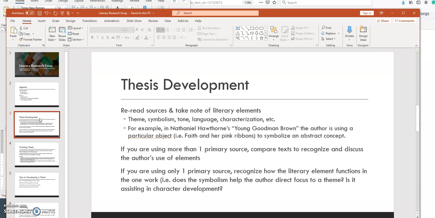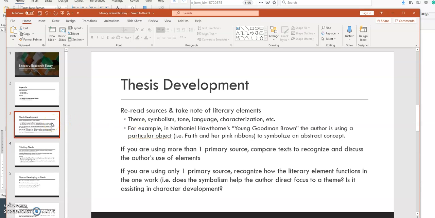If you're using more than one primary source, then you can compare text and you can recognize and discuss the author's use of elements over different texts. But if you're only using one, then you want to recognize how that literary element functions in that one work. So how does the symbolism help the author direct focus to a theme, or is it assisting in character development?